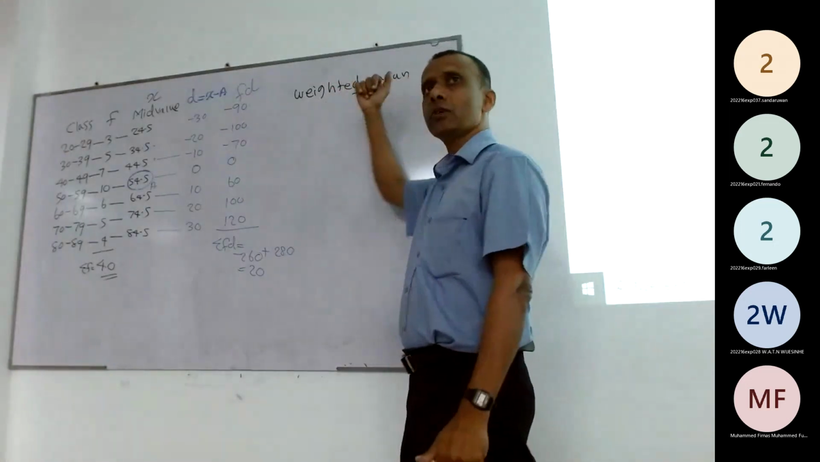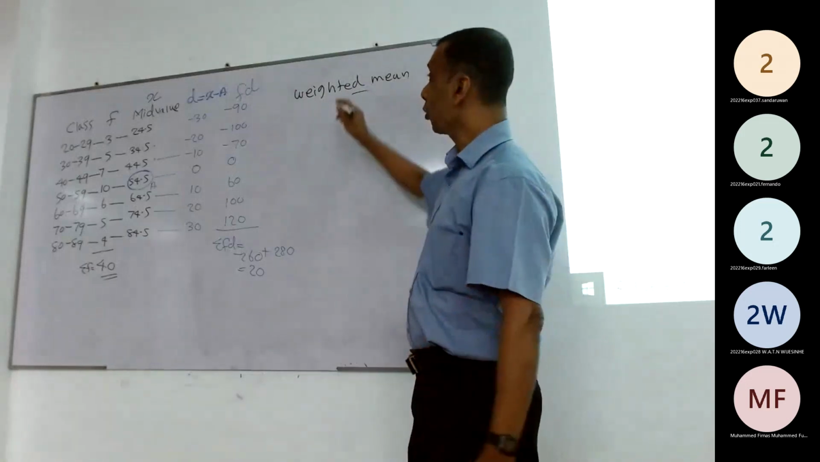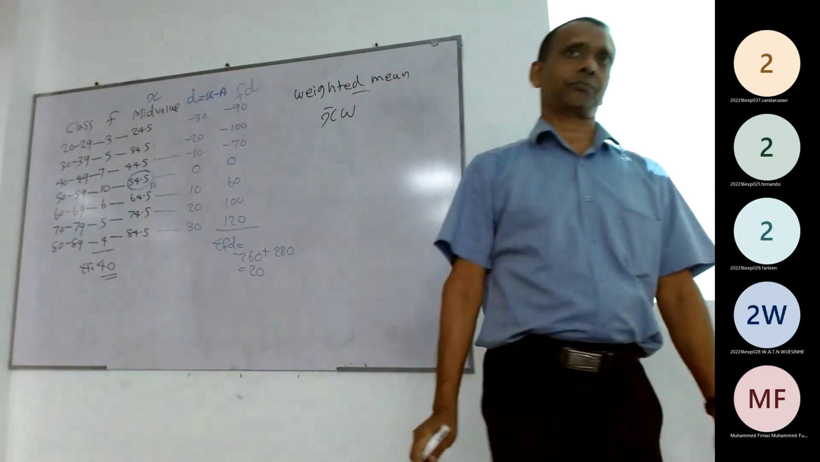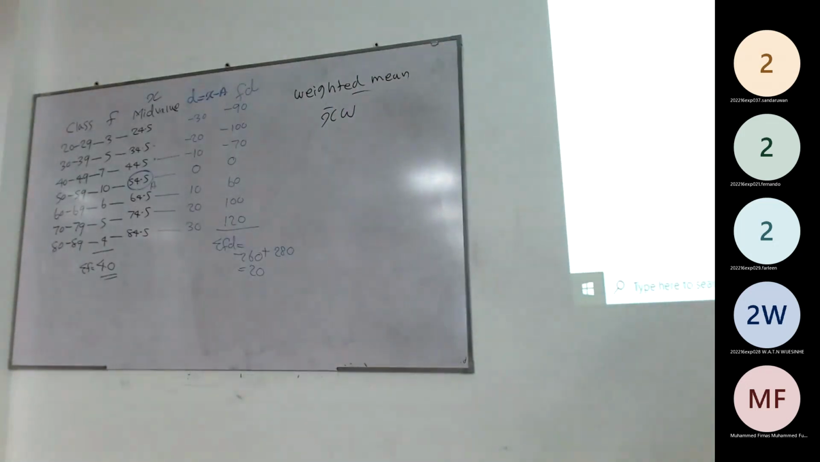After assigning weights, you calculate the mean. That is called the weighted mean, denoted by x bar w. First we write it down, then we can start calculations.